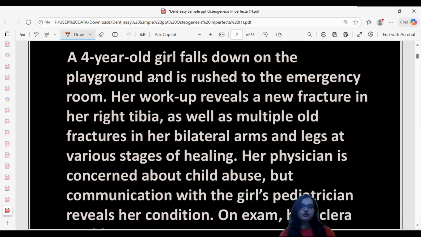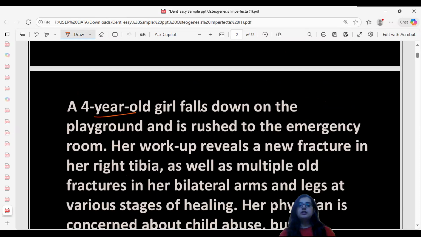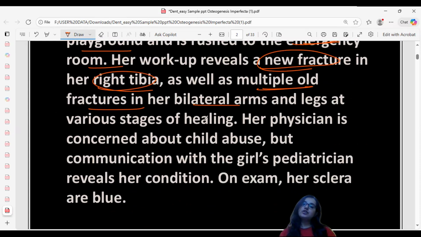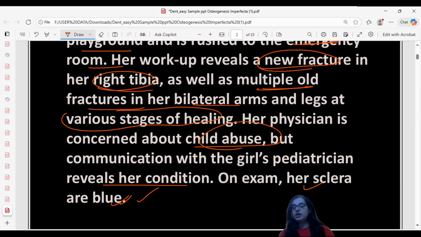It says that there is a 4-year-old girl who falls down on the playground and is rushed to the emergency. Her workup reveals a new fracture in her right tibia as well as multiple old fractures in her bilateral arms and legs at various stages of healing. Her physician is concerned about child abuse, but communication with the girl's pediatrician reveals her condition. On examination, her sclera are blue.